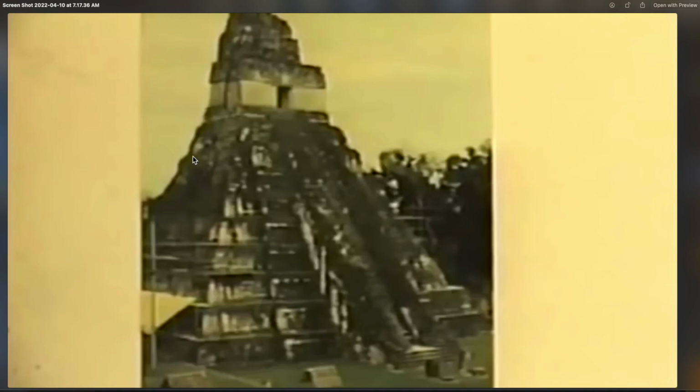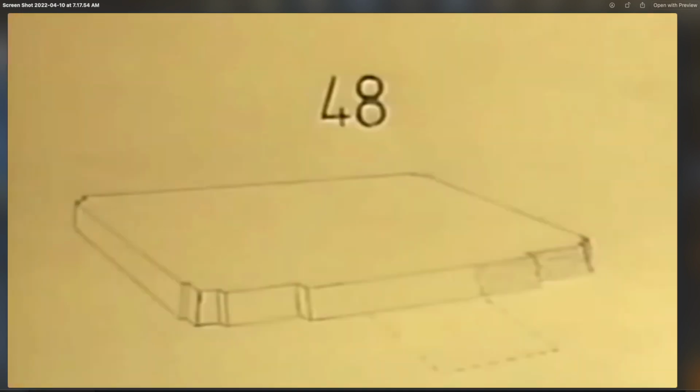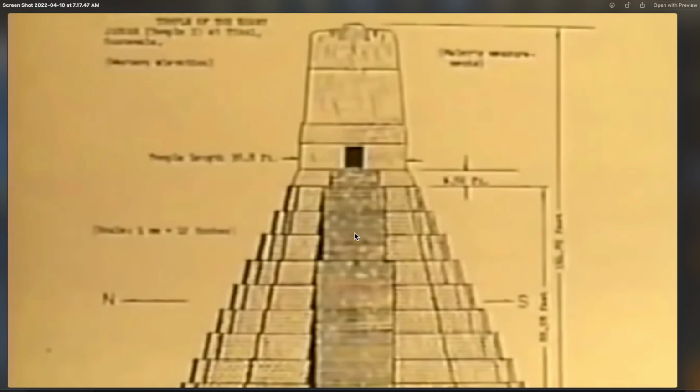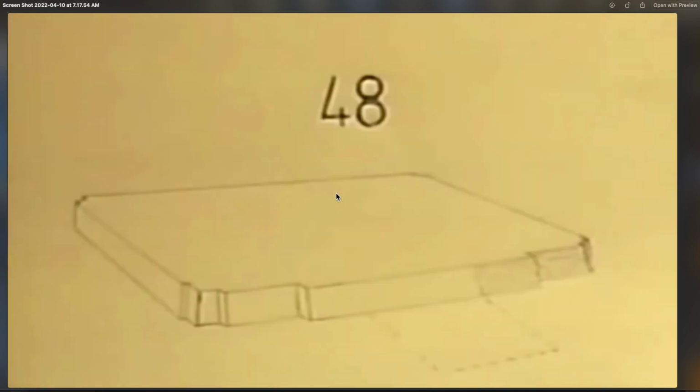Okay, let's go back to the Great Jaguar Pyramid, Temple 1. Look at how many 90-degree angles there are, y'all. If you look at each terrace, the bottom has 24, and the top part of that same terrace has 24. So that's 48 each terrace. So you got 9 terraces, 9 times 48.